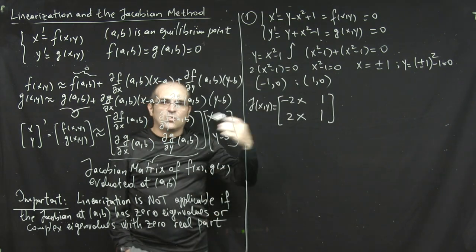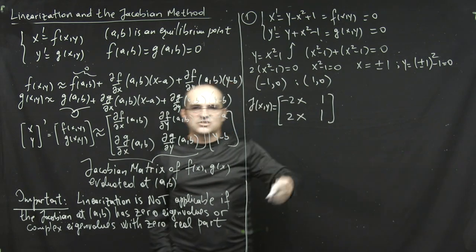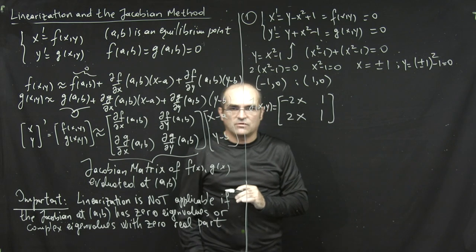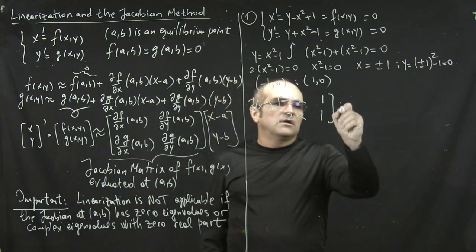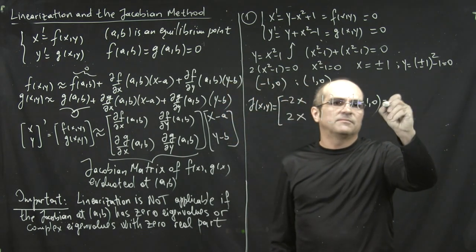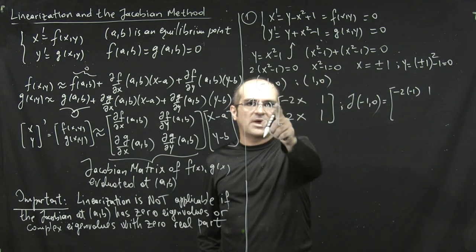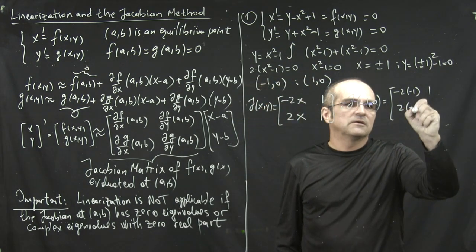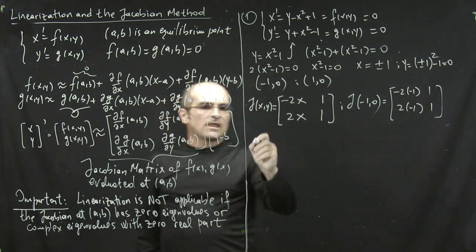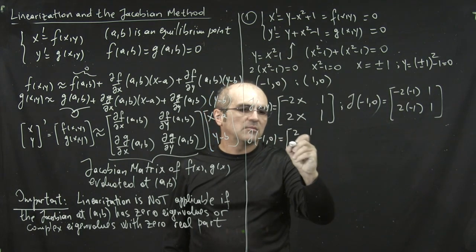So do the Jacobian once in terms of x and y, then you're going to evaluate the Jacobian at each equilibrium point, and then find the eigenvalues to figure out the stability of that point. So let's check minus 1, 0. We're going to plug in minus 1 for x. Don't forget to pay attention to these double negatives, right? So minus 2 times minus 1 is 2, and 1, 2 times minus 1 is minus 2, and 1. So the Jacobian at minus 1, 0 is 2, 1, minus 2, and 1.